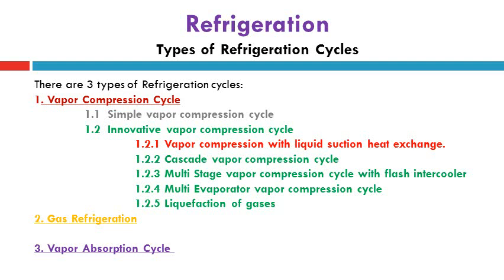Types of refrigeration cycles. There are three types of refrigeration cycles. 1. Vapor compression cycle. 1-1. Simple vapor compression cycle, which we have discussed before, and some solved problems based on this simple vapor compression cycle will be discussed during these lectures. 1-2. Innovative vapor compression cycle. It can be classified into 5 sections. We will discuss through this lecture the first section, which is dedicated to vapor compression with liquid suction heat exchanger.